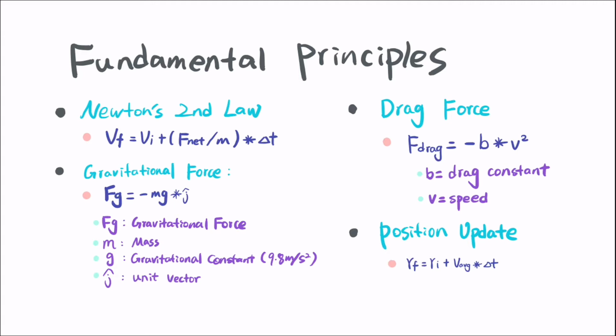Newton's second law: the final velocity equals the initial velocity plus F net over the mass times delta t. The gravitational force is minus mg times j hat, where j hat is the unit vector. The formula for the drag force is minus b times v squared, where b is the drag constant and v is the speed. And finally, the position update: the final position equals the initial position plus the average velocity times delta t.